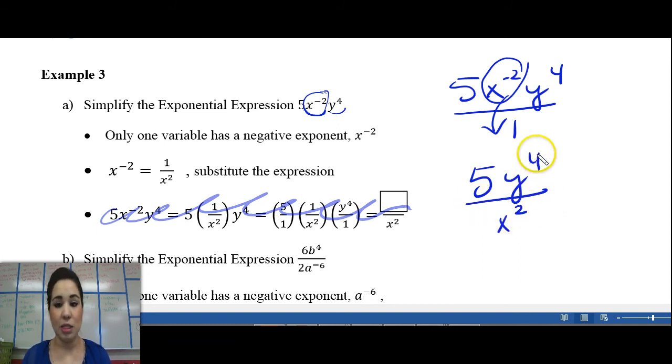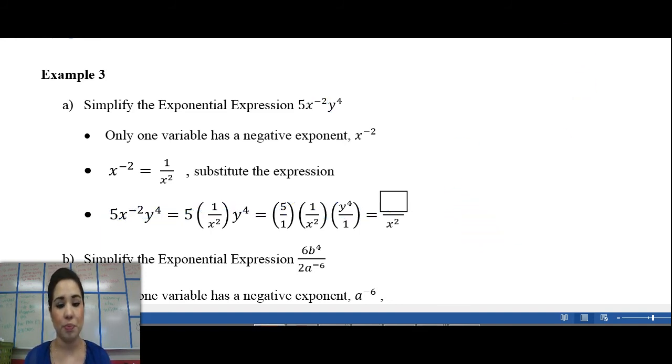And then I ask myself, can I do anything with these? No, because they don't have the same base. I can't subtract the exponents. I can't do any of that. So that would be my final answer, 5y to the 4th over x squared. Let's look at example B.